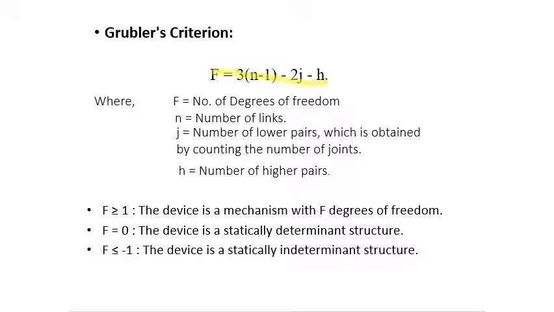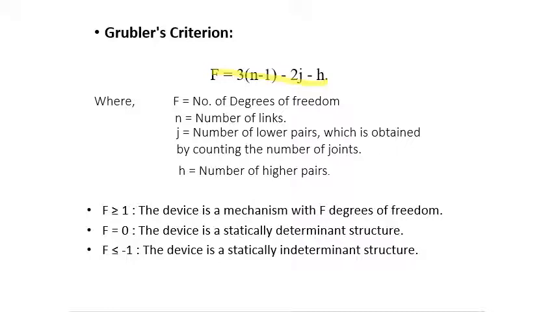In this equation, F represents the number of degrees of freedom that we need to determine for the given mechanism, n represents the number of links present in the mechanism or kinematic chain, and j represents the number of lower pairs. So what do we mean by lower pair? A lower pair is nothing but one having a surface contact.